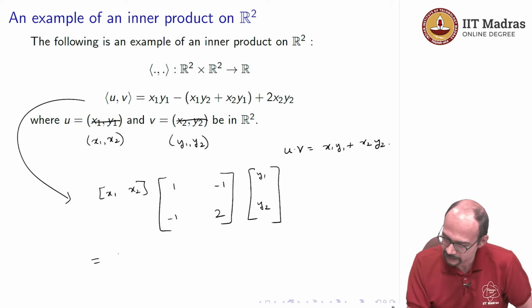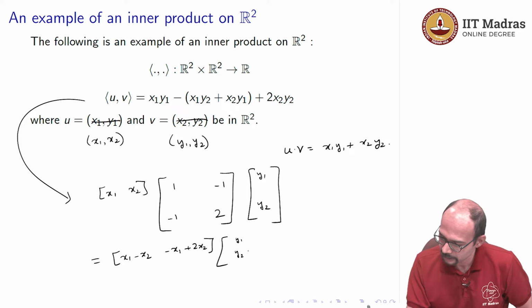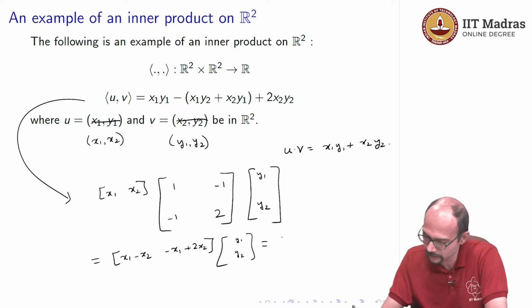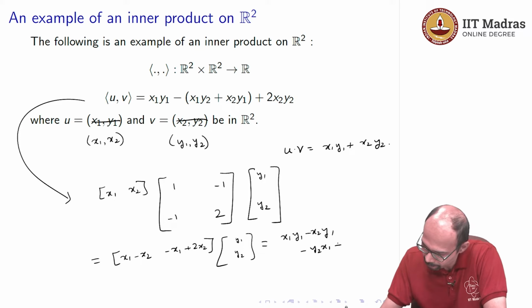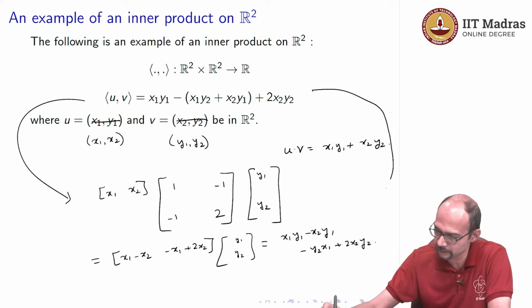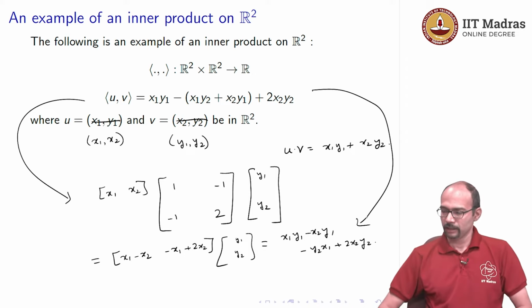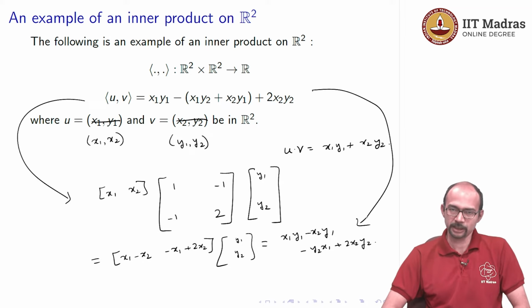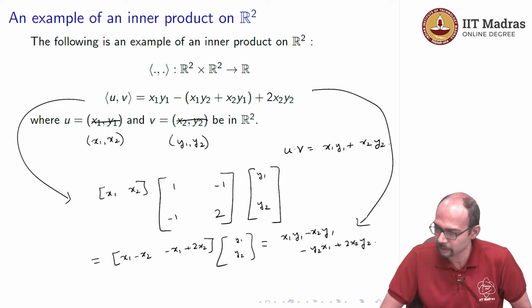The first term is x1 minus x2, the second term is minus x1 plus 2 times x2, times y1 y2, and if you work out what this is, x1 y1 minus x2 y1 minus y2 x1 plus 2 times x2 y2. So, this is exactly what we have up here, right. This expression and this expression are the same. So, this is a different expression from the standard inner product, which is x1 y1 plus x2 y2.